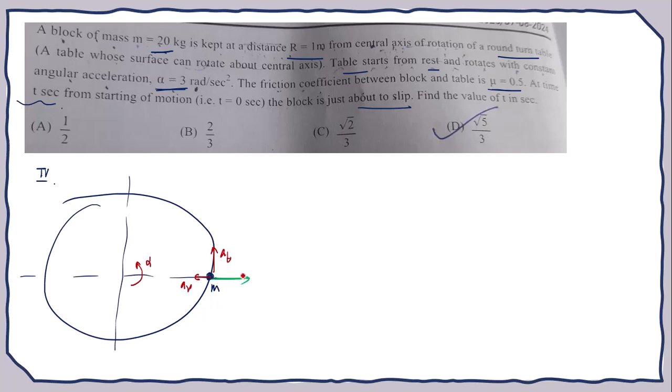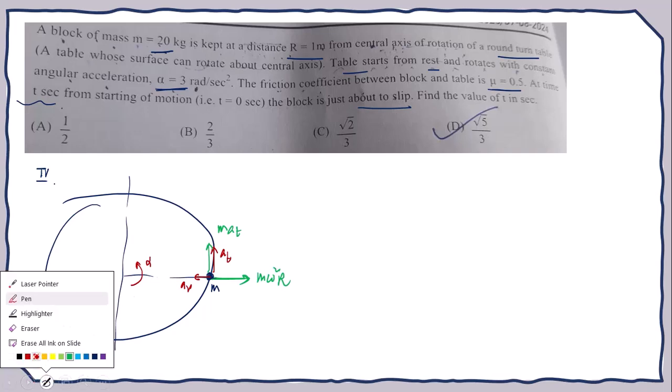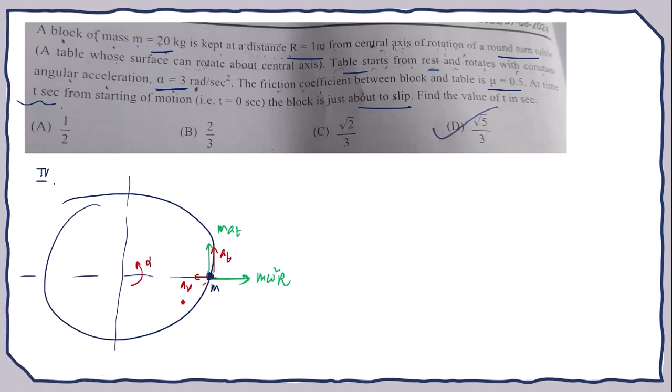So centrifugal force is in this direction. That is m omega square into r. Okay. And due to tangential acceleration, there must be one particular force that is along that particular direction. It should be m into at. So these are the two forces acting on the particle. Resultant of these two forces should be the net force acting on that. So net force should be in this direction. So this is the capital F net.